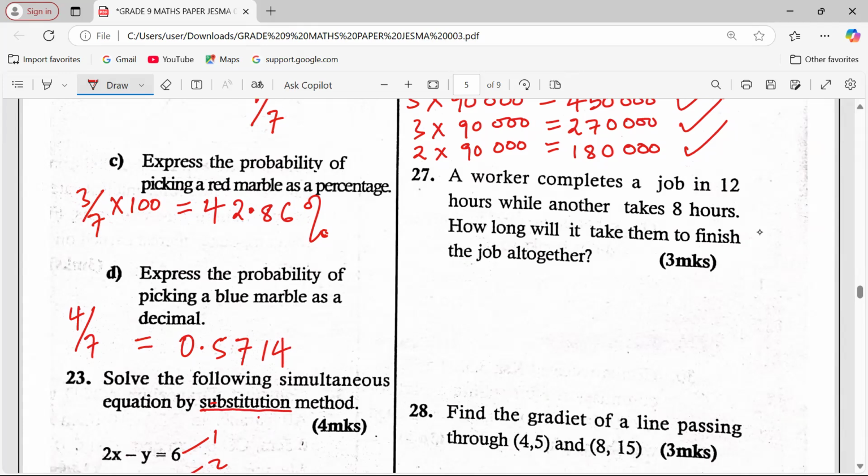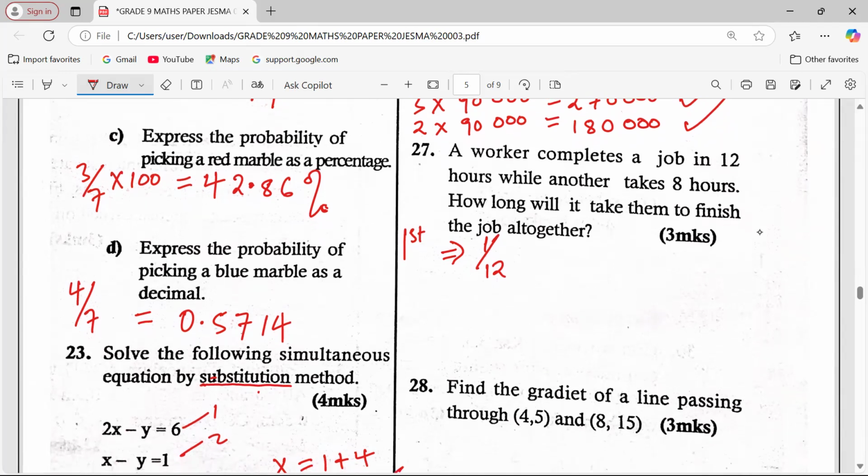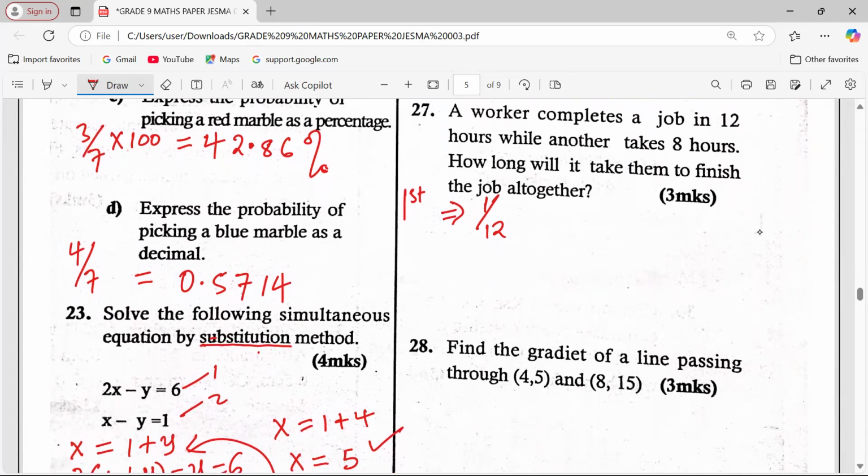Number 27, a worker completes the job in 12 hours, while another takes 8 hours. How long will it take them to finish the job altogether? So the first worker is taking 12 hours, which means per hour, this worker is doing a 12th of the work, because when you multiply a 12th by 12 hours, he is going to finish the work. Then the second one is taking 8 hours, which means he's doing an eighth of the work per hour.